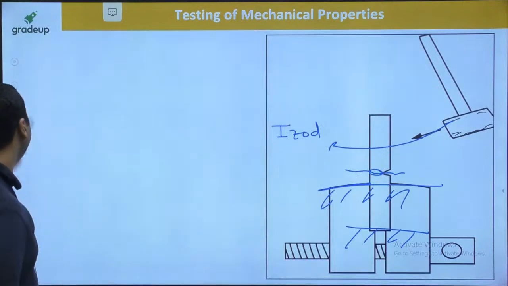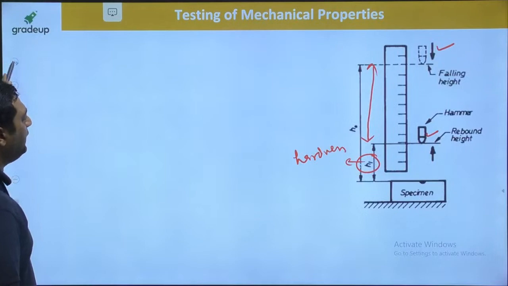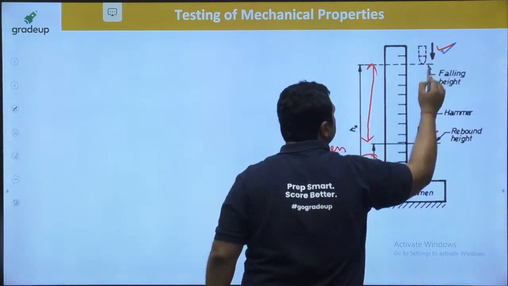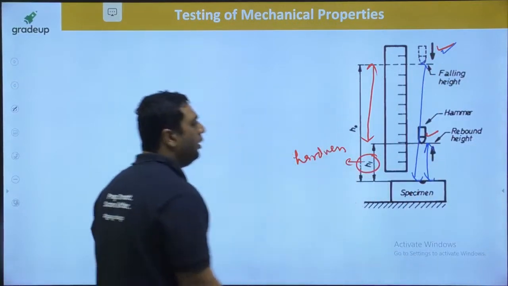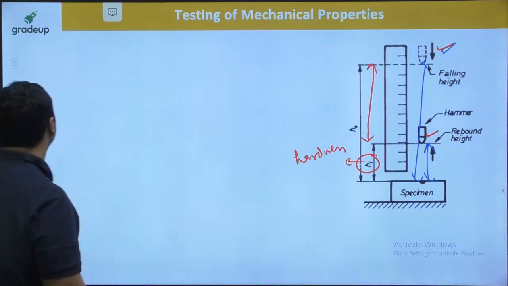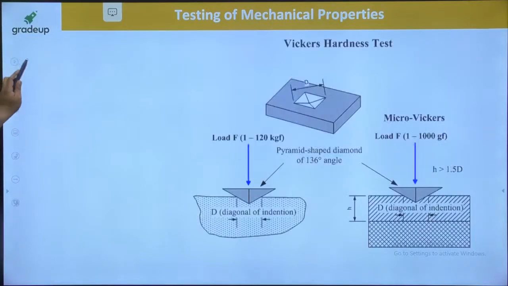So now I am telling you one more test will be there. This is the Shore scleroscope we have already seen. This was a diamond indenter which comes from a height. You measure the height of rebound, and that will give you the hardness. Okay. This is the cone shape indenter of the Vickers test. For the Vickers test, this is how the indenter looks.